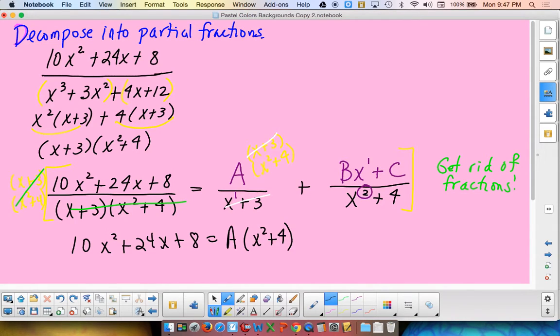Once again, yeah, you could distribute that and it wouldn't be that difficult. But next one, not so much. This is where I see errors. I'm going to take this one times x plus 3 and x squared plus 4. What's going to cancel? X squared plus 4. What's going to be left? Not so nice. That whole Bx plus C on top and the x plus 3.